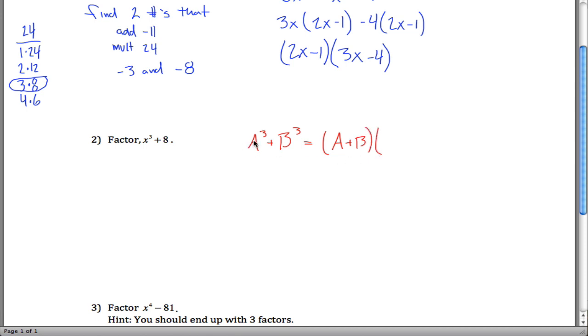But what you want to get is that a cubed plus b cubed is a plus b times a squared minus ab plus b squared. The way I remember those is these signs are the same, these signs are different, this sign's always positive. So you can apply that with our a as x and our b as 2, and what I get is this thing is equal to x plus 2 times x squared minus 2x plus 4.